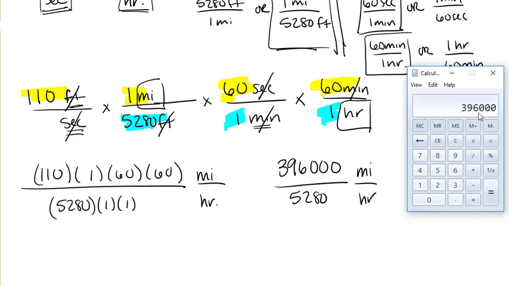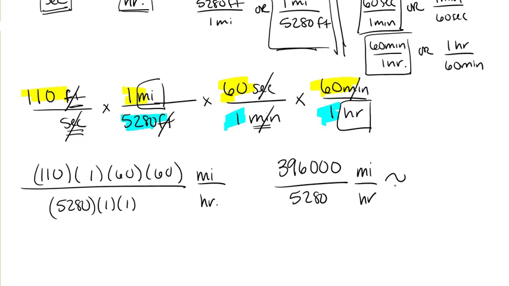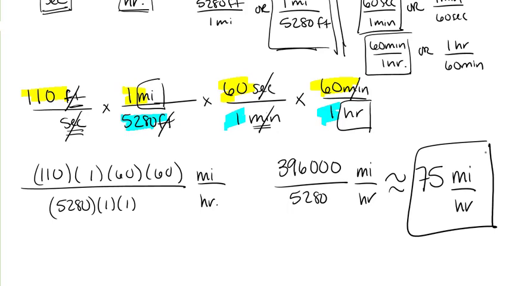So let's go ahead and divide this top number by 5,280. And we're left with 75 miles per hour. And this would be our solution to this problem. So now let's look at another example.